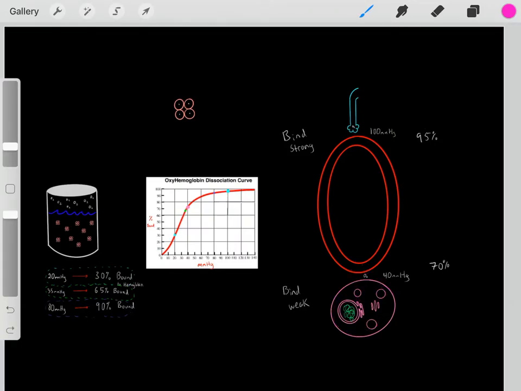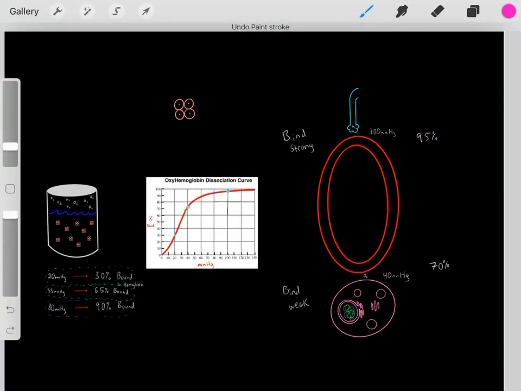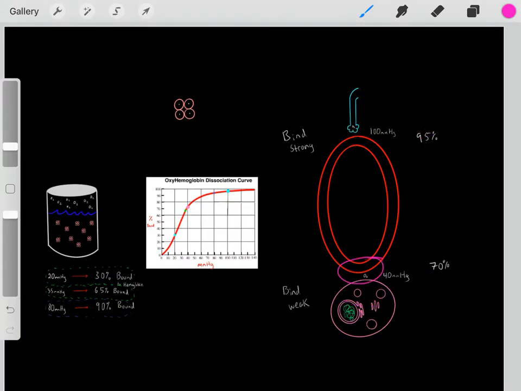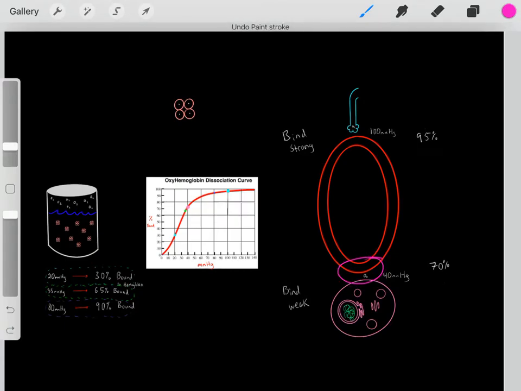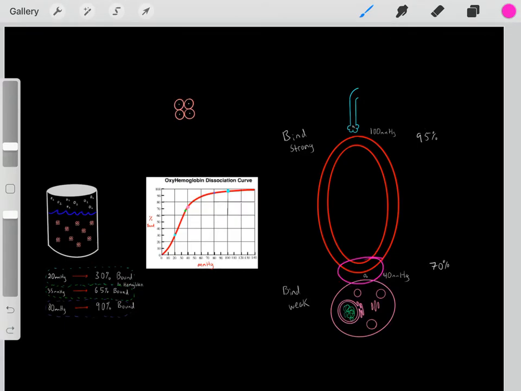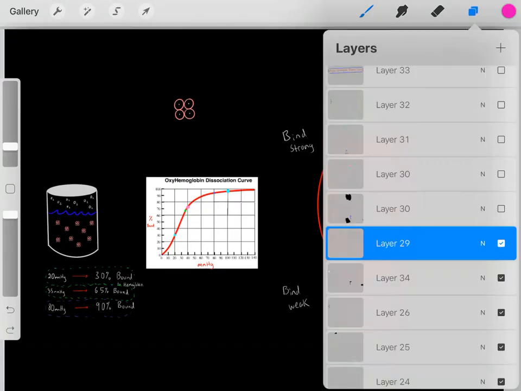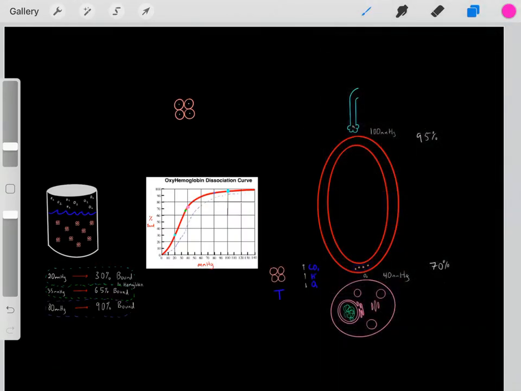So we do that by changing the partial pressure. Because the partial pressure is lower here, less percentage of the hemoglobin will bind oxygen, so now they can release that oxygen. But not just that, we can go a step further.